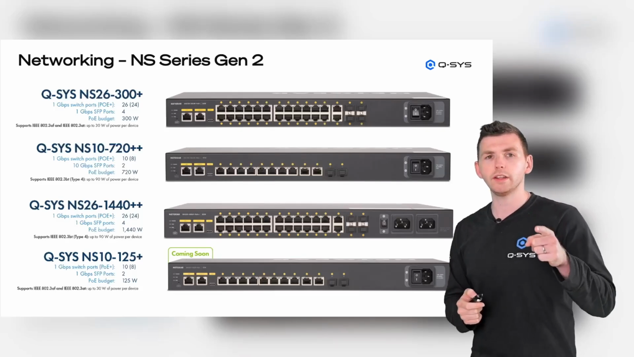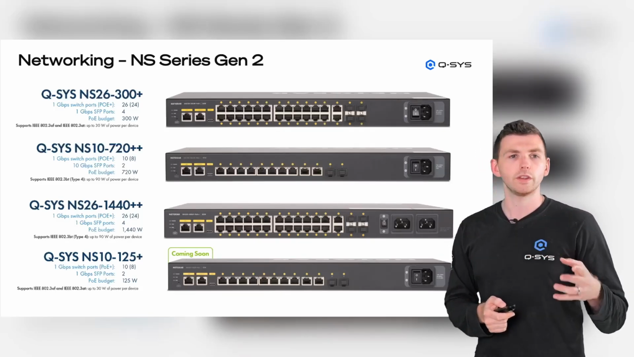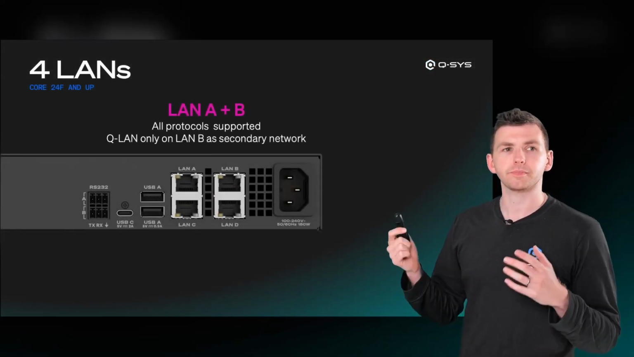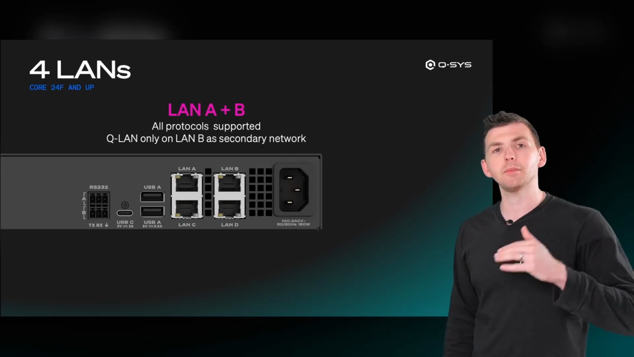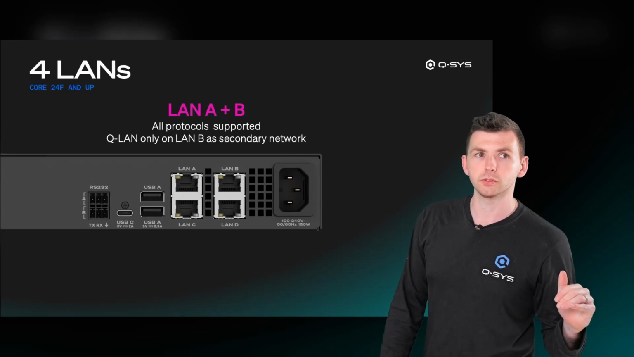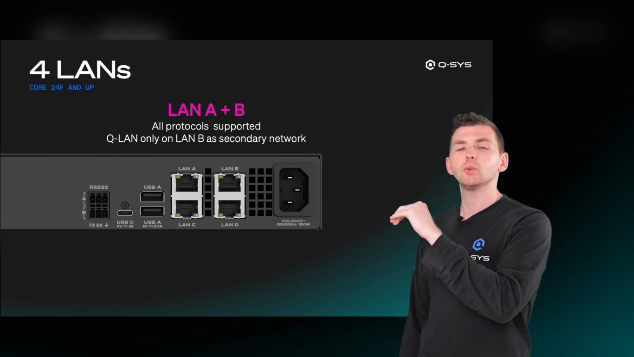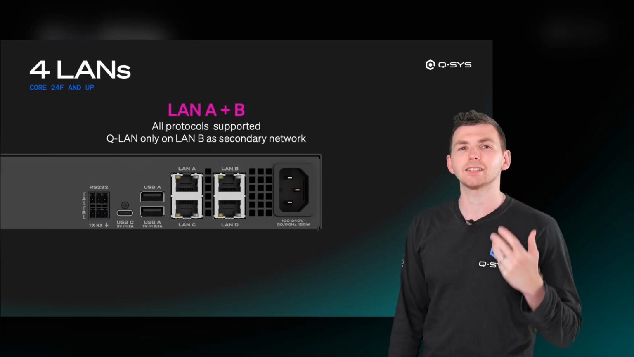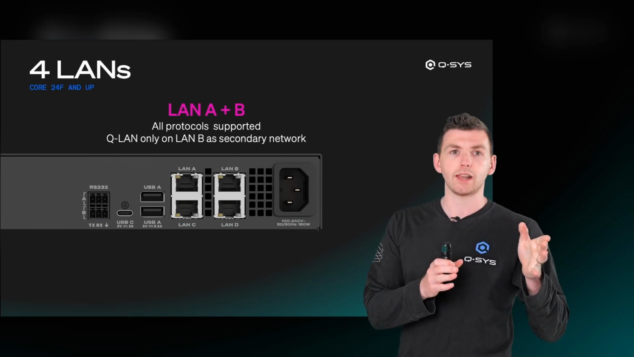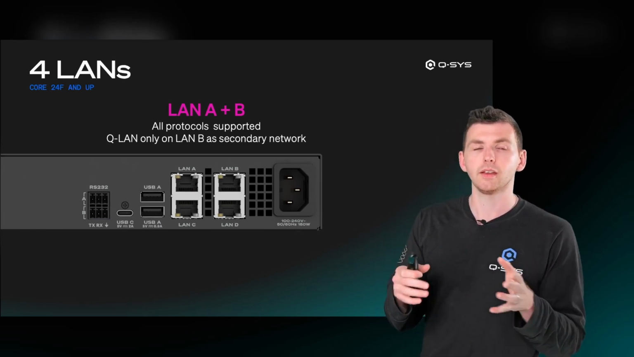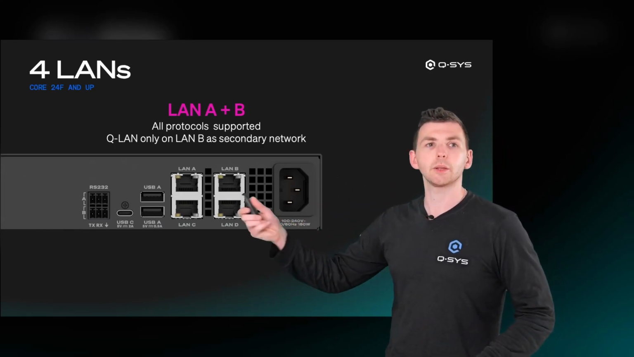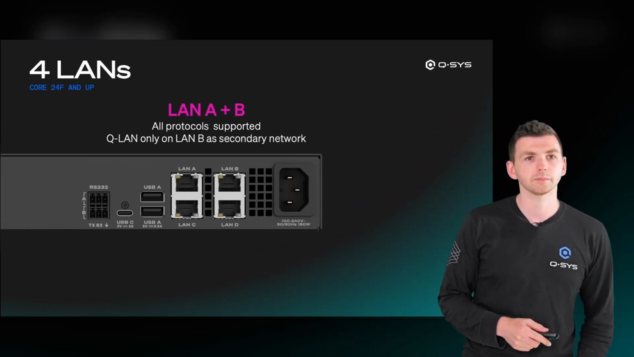Coming back to the Core 24, which kicked all this off with its 4 network ports. So how might that come together? Well, back on the Core 24F, we've got LAN A and B. Now this is the same as any other core. Every core has A and B. They support all protocols, okay? But QLAN only goes on B if you're using it as a secondary network, as a backup network, where you actually have the option to mirror QLAN on LAN A and LAN B. Otherwise, QLAN is always on LAN A. But Dante, for example, could go on A or B, and any other protocol could go on B as well.